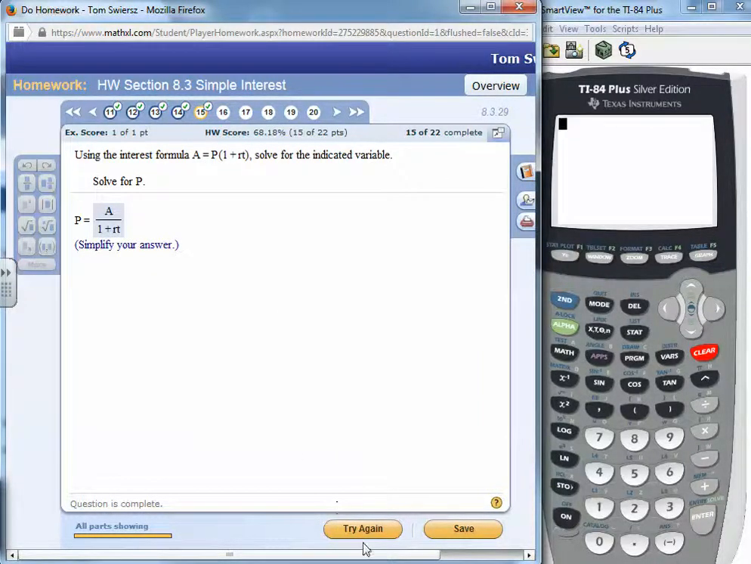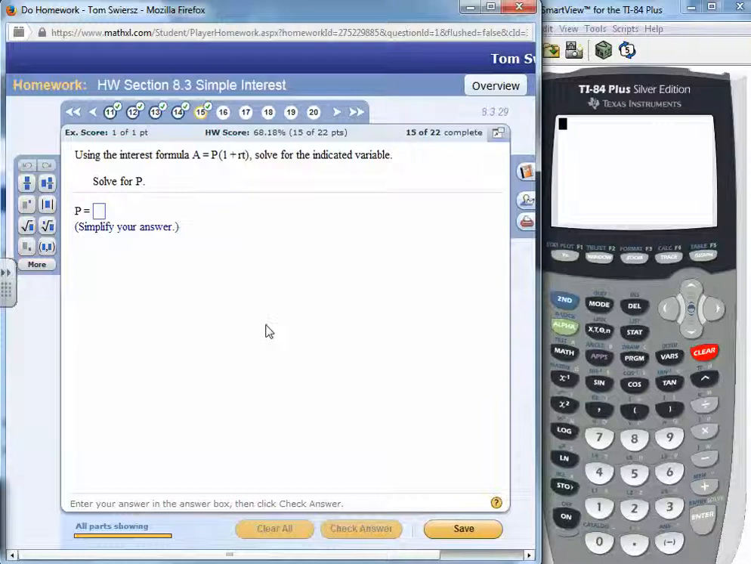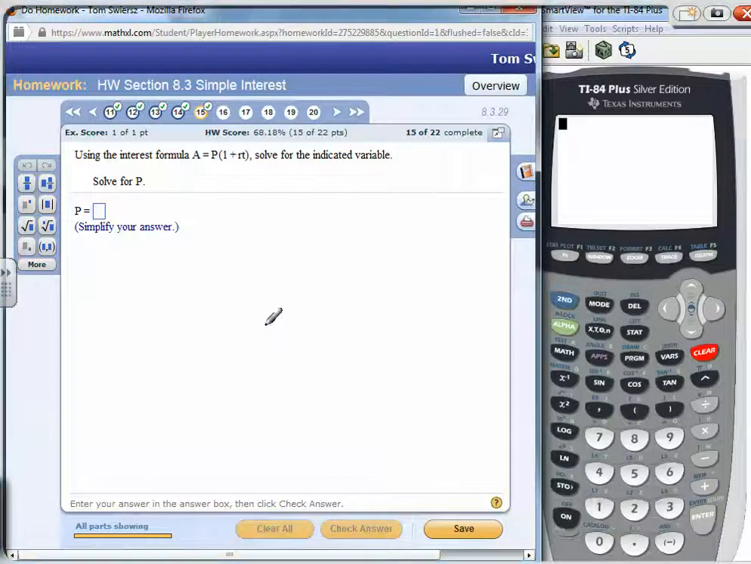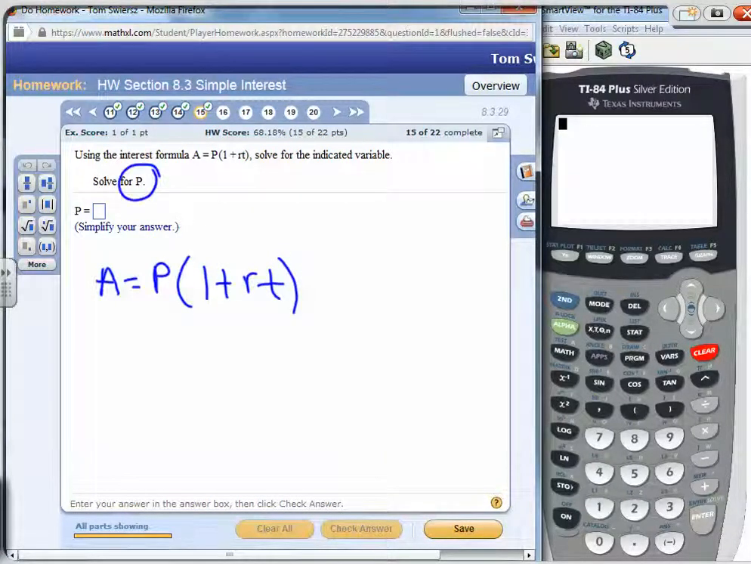Okay, number 15. Solve for P. A equals P times the quantity 1 plus RT. All right, so copy down the formula. A equals P times 1 plus RT. This one you're trying to solve for P. Actually, this is an entire quantity, 1 plus RT, and it's multiplied by P. So you can get this done in one step.